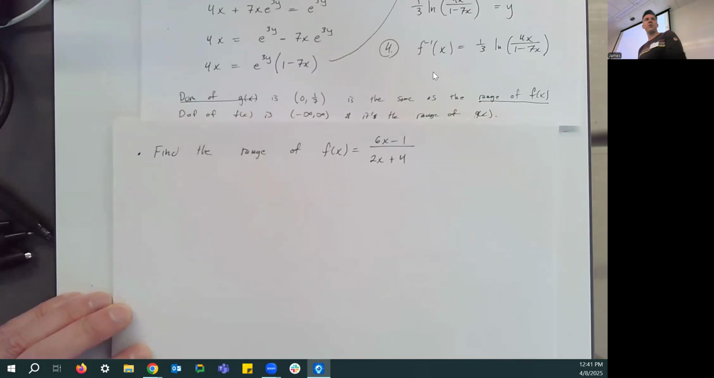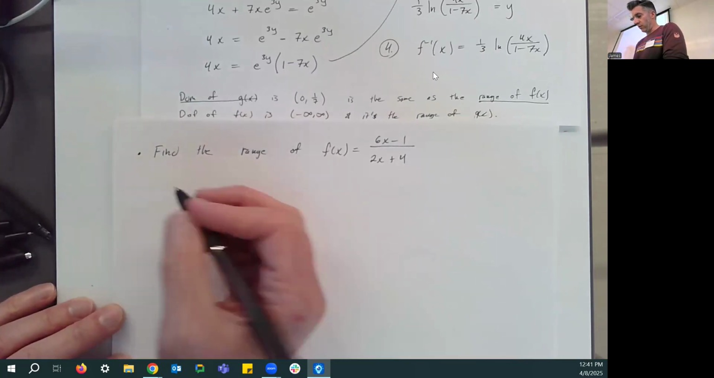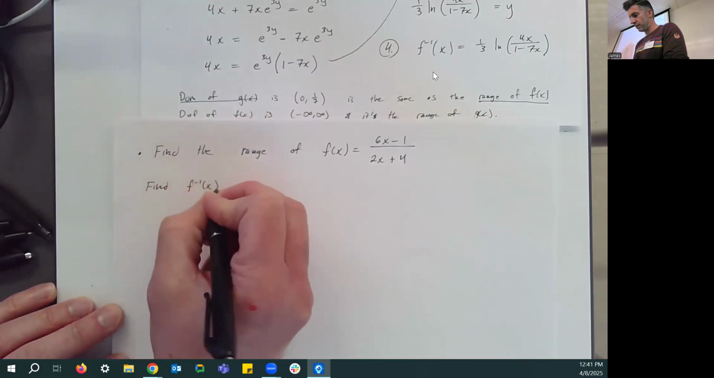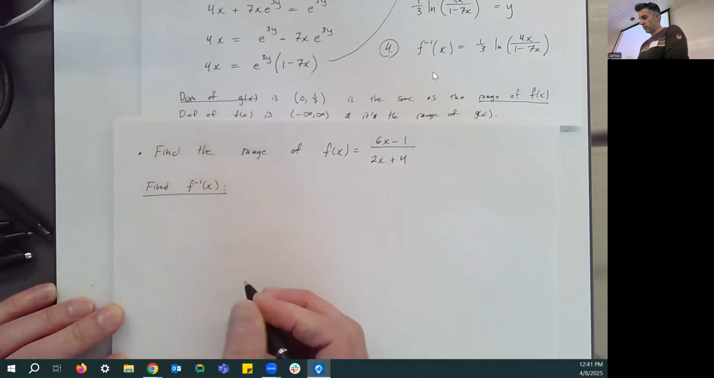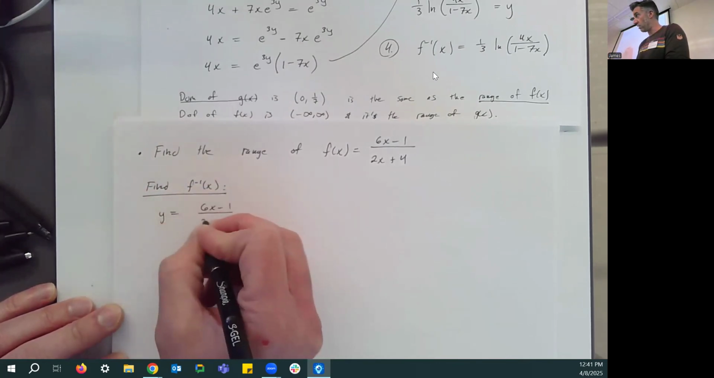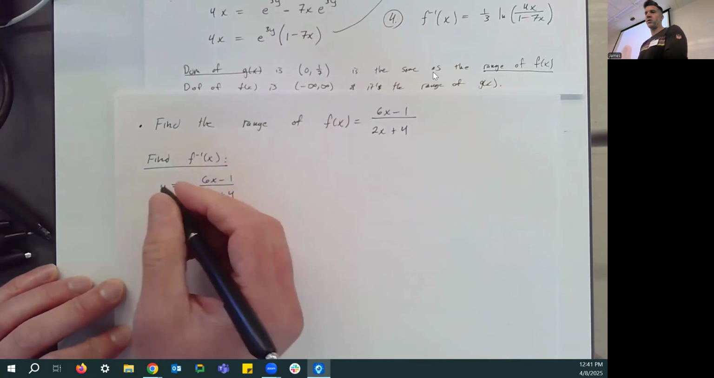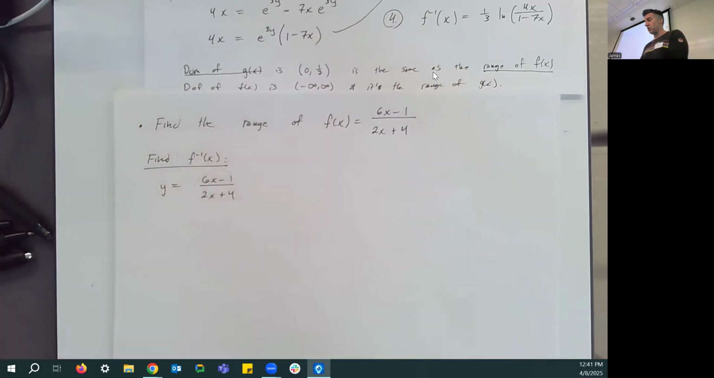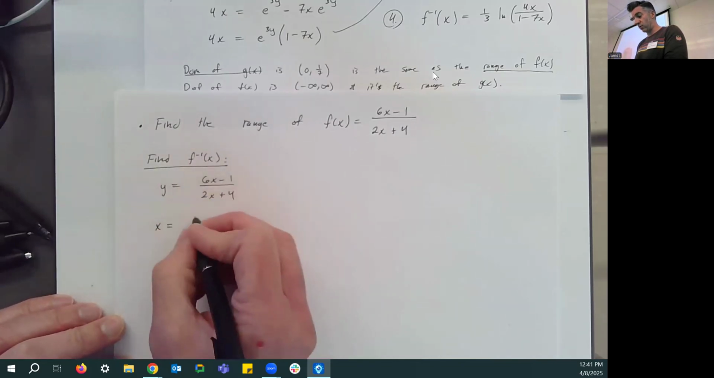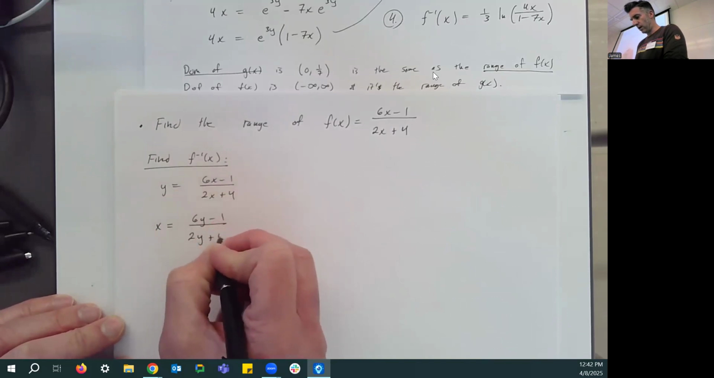All right, let's see what we get. So we're going to find the inverse, so find f inverse of x. I'm starting with y equal to 6x minus 1 over 2x plus 4. There should only ever be one y. I'm changing the only y into an x, and I'm changing all the instances of x, which there could be more than one of, into y's. I guess I could number by step.